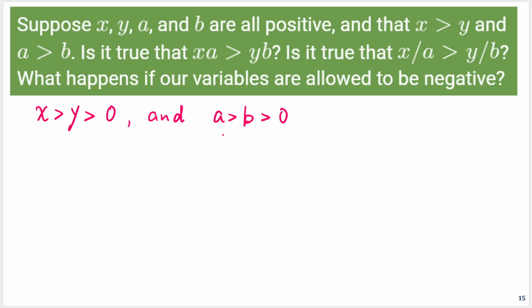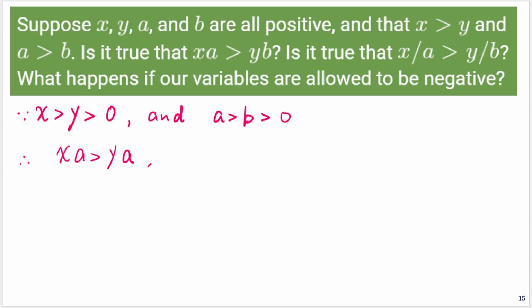Okay, have you finished? Well, intuitively, it seems clear that we can know xa is greater than yb, right? Since we just multiply two big numbers and two small numbers. Well, actually, we can use the result of the previous problem to see. So because we have x is greater than y, which is greater than 0, and a is greater than b, which is greater than 0, then first of all, we have x times a must be greater than y times a, right? Because we simply multiply both sides of the original inequality here using a positive number a.